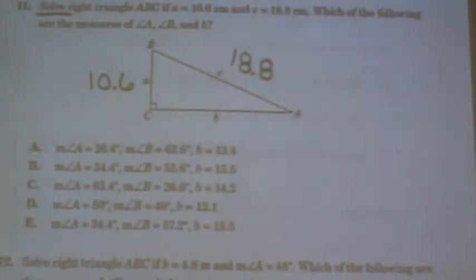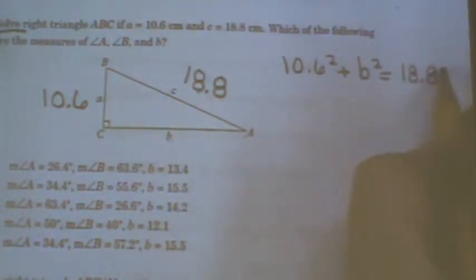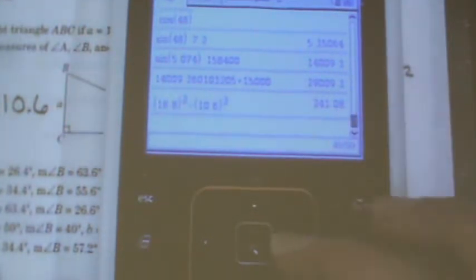Okay, so what do we need to find? We need side B. How do you find side B? Pythagorean theorem. 10.6 squared plus b squared is 18.8 squared. So I don't even need to write this out, I can just use my calculator. 18.8, square that number, minus 10.6 squared, get an answer. And now you want to take the square root of that, so hit control, square root, and control, the negative sign, that's the answer. And then I got 15.5.